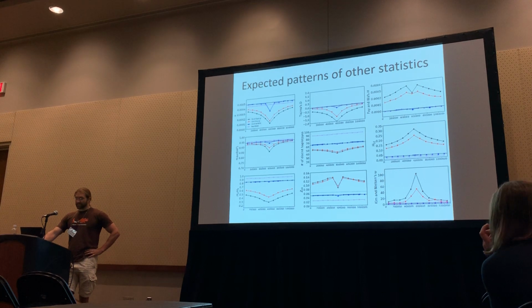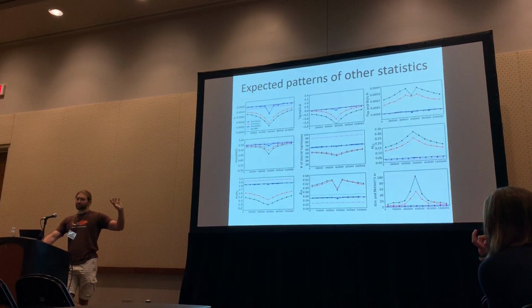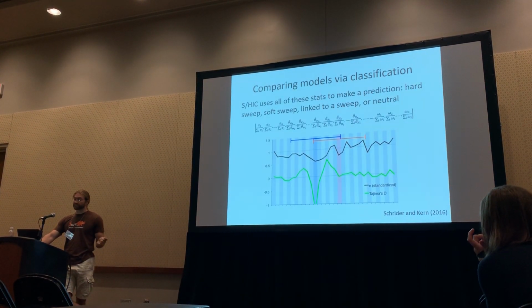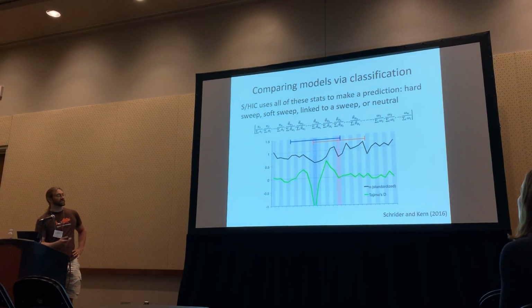So it would be nice if we could use all of this information to tell us something about how often BGS looks like selective sweeps. And we're going to do that via classification. So we're going to use a machine learning method called SHIC, which I developed.